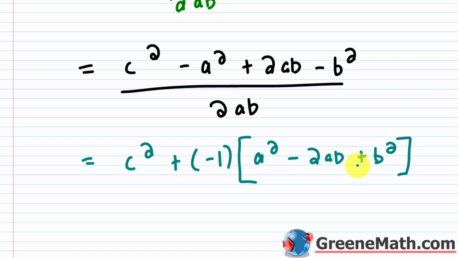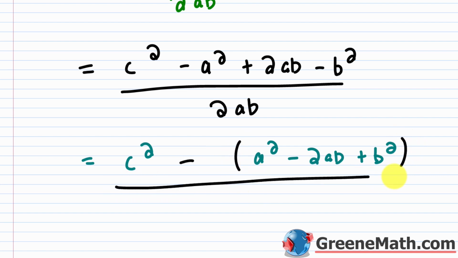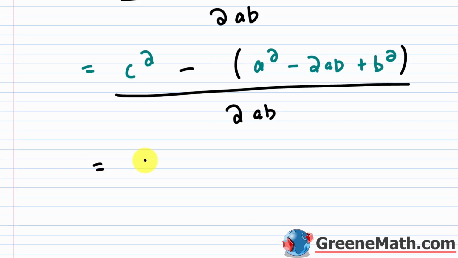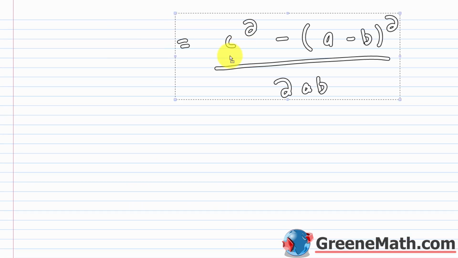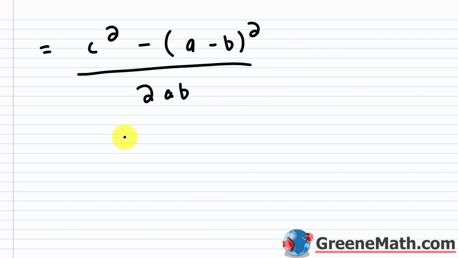Now, let me change this up just a little bit for formatting. Instead of plus this negative 1, let's just make this into a minus. Instead of brackets, let's just use parentheses like this. And now this is over 2ab. We know that this factors. So let's say this is c squared minus the quantity a minus b being squared over 2ab. Okay, so now again, we have the difference of squares. Let me come to a fresh sheet here so we have a lot of room.